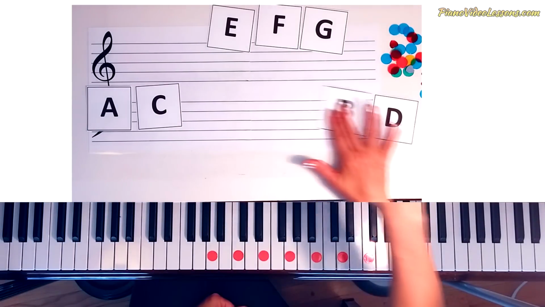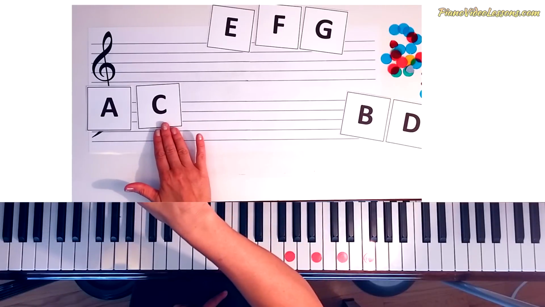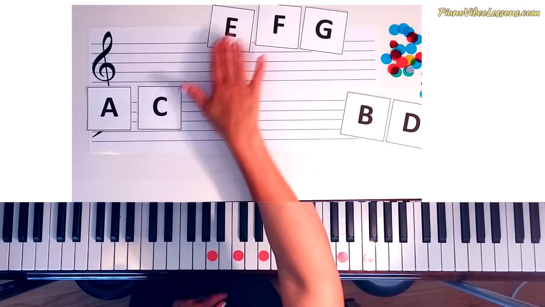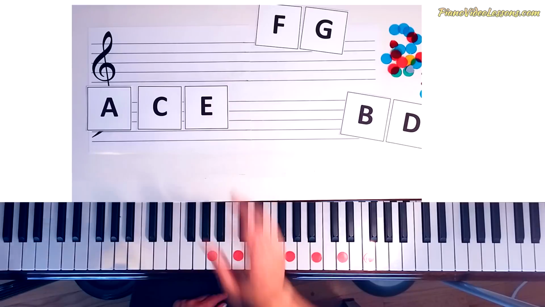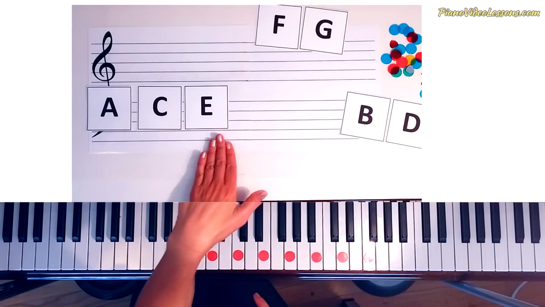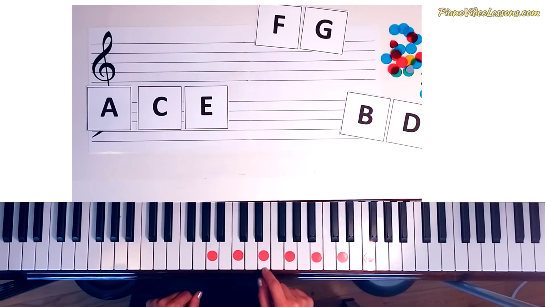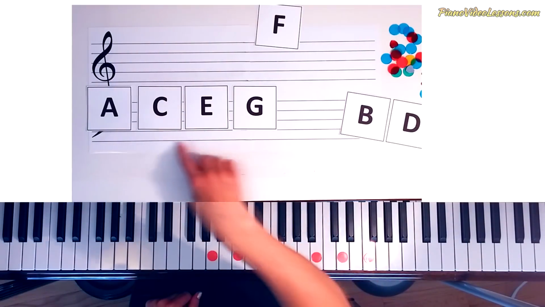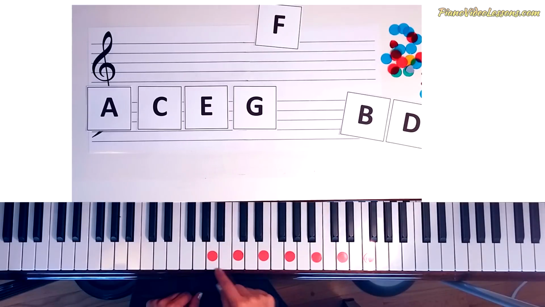So what comes next? We're going to skip C. No, we're going to play C, or say C. We're going to skip the next letter, which is D, and land on E. So then we have A, C, E, and that sort of spells the word ace, doesn't it? Now if we're on E, we're going to skip F and land on G. So here we have ace, G: A, C, E, G.